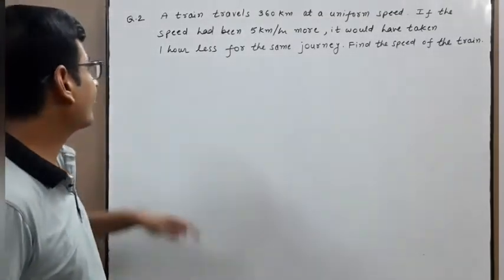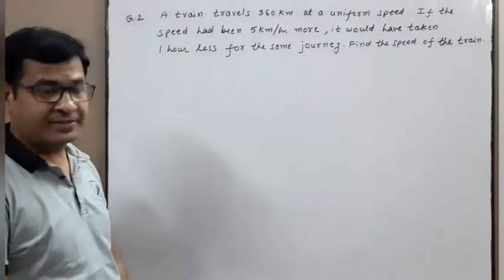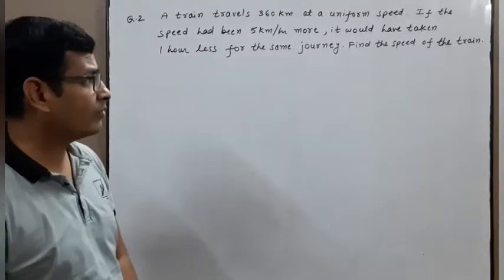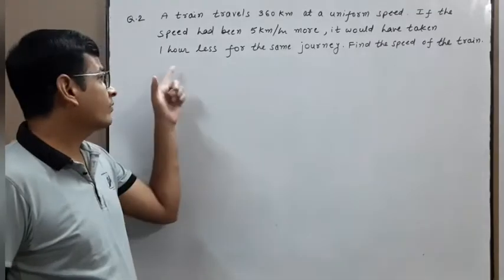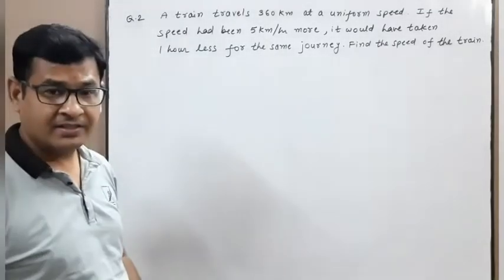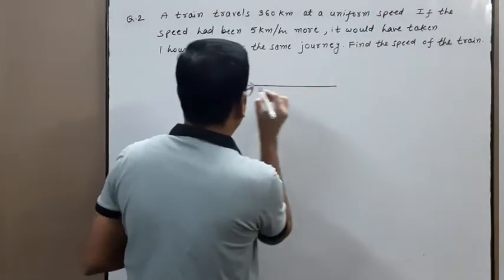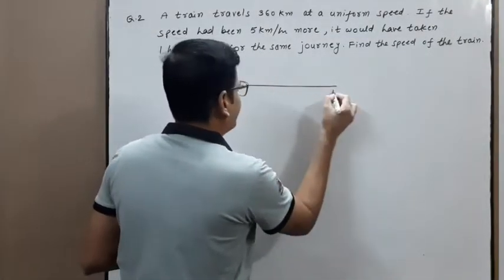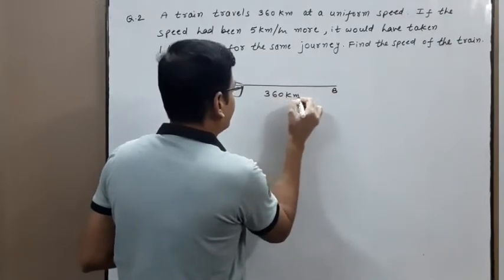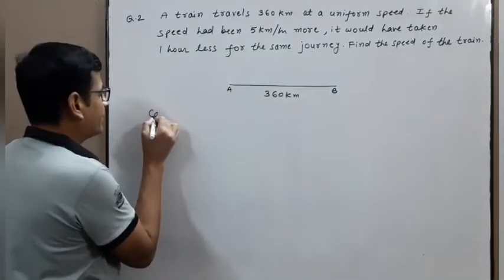Next problem. A train travels 360 km at a uniform speed. If the speed had been 5 km per hour more, it would have taken 1 hour less for the same journey. Find the speed of the train. There are two places, A and B, and the distance between A and B is 360 km. There are two cases.